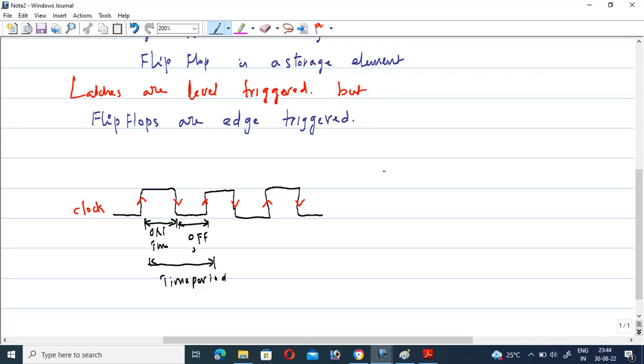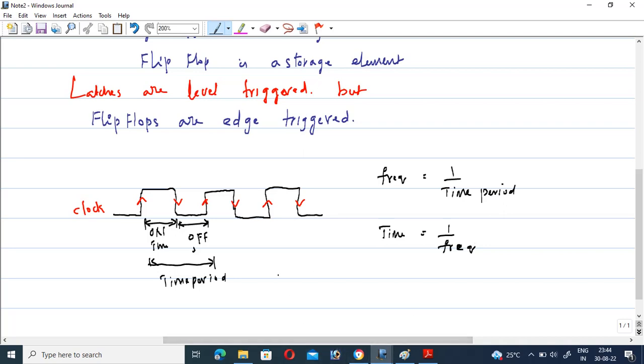We know that generally the frequency of the clock is equal to 1 by time period. If you want the time period, it is 1 by frequency; both are reciprocals. Depending upon the activation, it may be negative triggered or positive triggered.